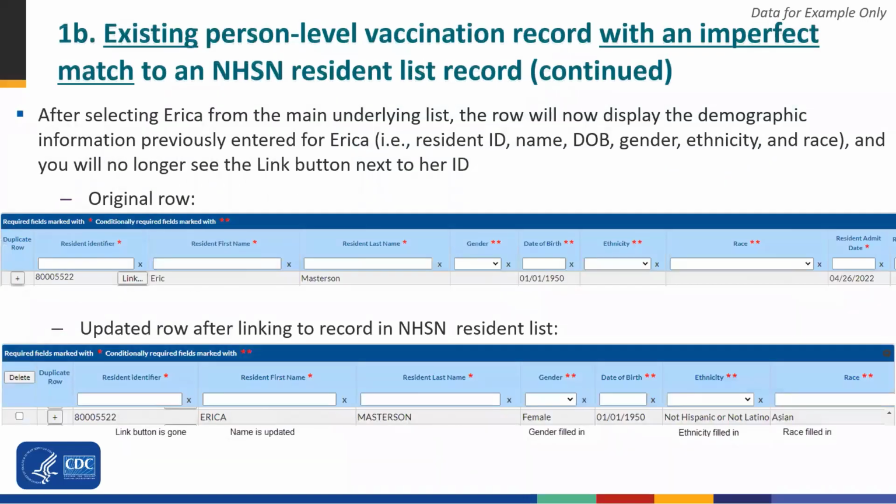And you can see here where at first we had the link option and we were missing gender, race, and ethnicity. The updated resident record shows that the link button is gone. The name's been corrected to Erica. And we've also filled in our gender, race, and ethnicity information based on what was in that resident list. So this individual is linked and there's no further action required.